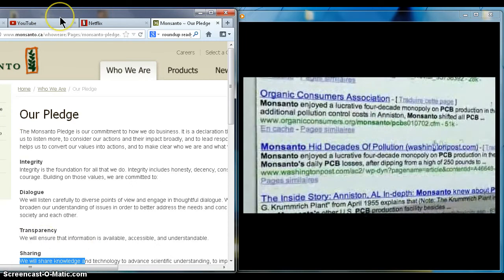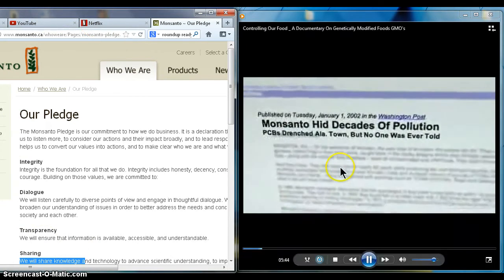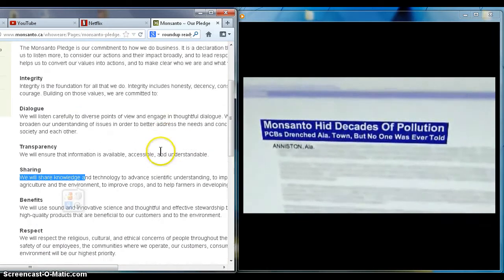A Washington Post article from 2002: Monsanto hid decades of pollution. It happened in Anniston, Alabama.